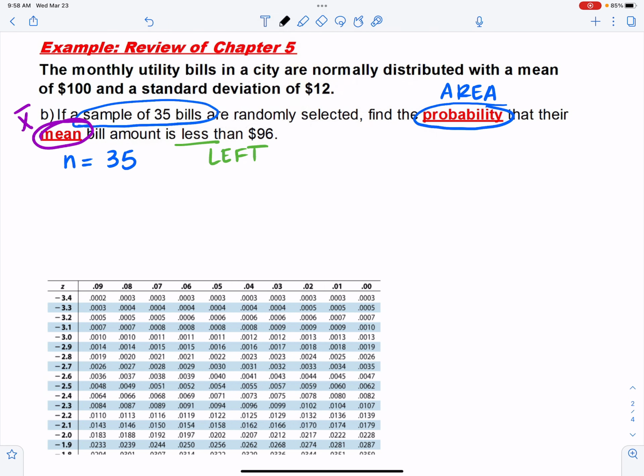Notationally, this would be written: find the probability that a sample mean, X bar, because it's not just one bill, is less than $96.